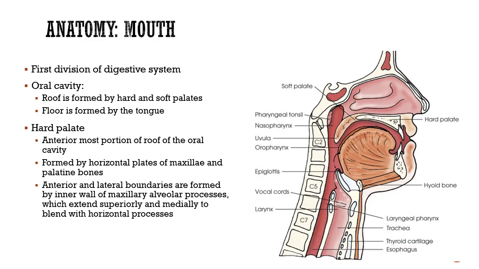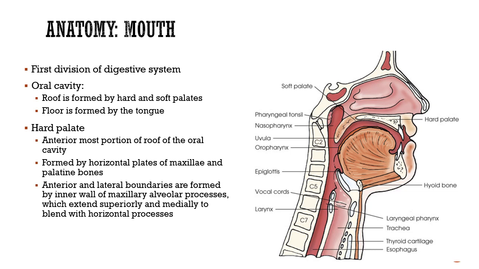The first division of the digestive system is the mouth. In the oral cavity, the roof is formed by the hard and soft palates, and the floor is formed by the tongue. The hard palate is the anteriormost portion of the roof of the oral cavity. It's formed by the horizontal plates of the maxilla and the palatine bones.